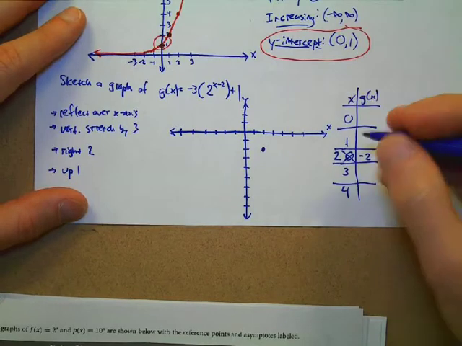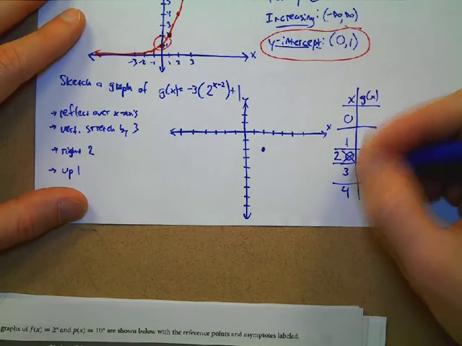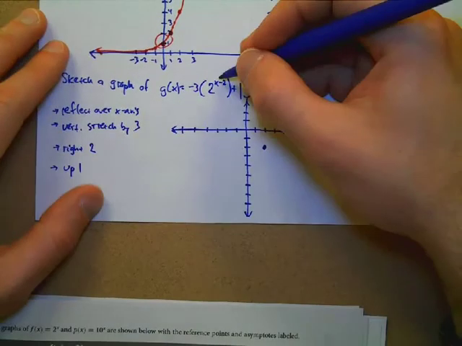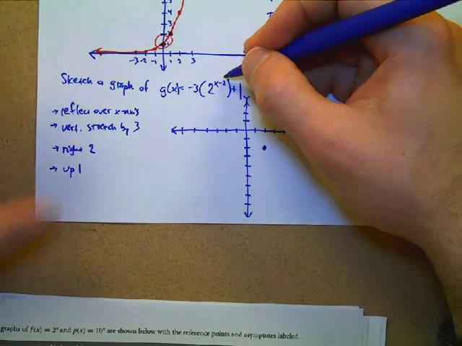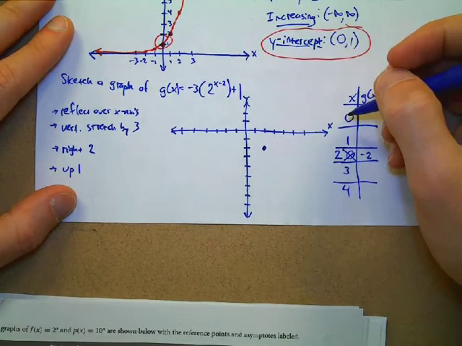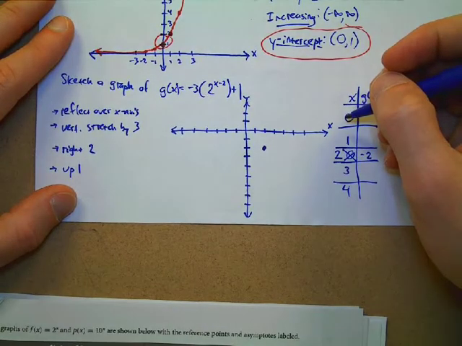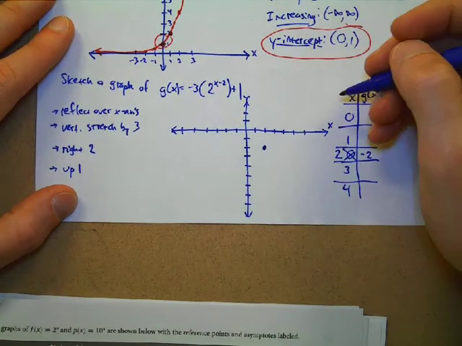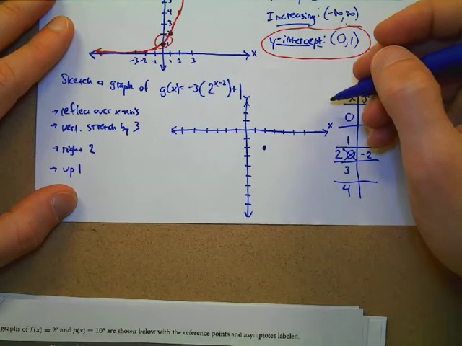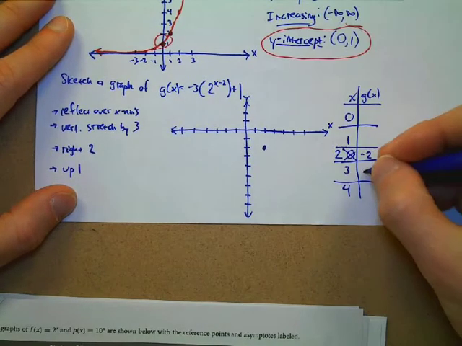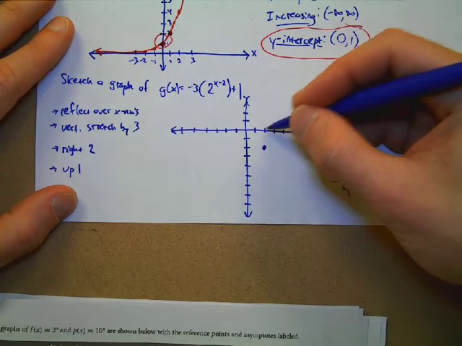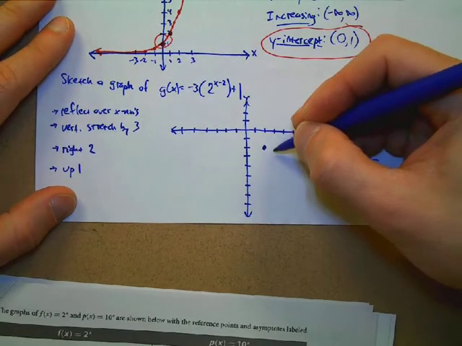Let's plug in some more points here. Let's plug in 3. 3 minus 2 is 1. 2 to the first power is 2. 2 times negative 3 is negative 6, plus 1 is negative 5. So now we have the point 3, negative 5. So 1, 2, 3, and 1, 2, 3, 4, 5.